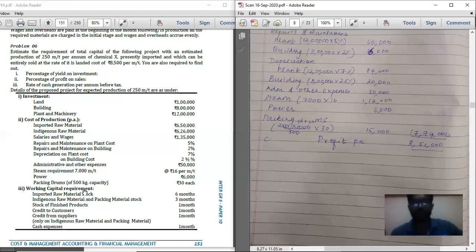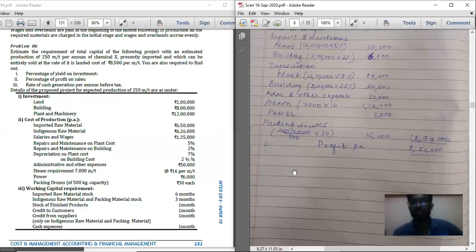Into 30. That is for every 500, 30 rupees each. So close the bracket. 250 into 1000 divided by 500 into 30. So inner amount column 15,000. Now total the inner amount column.